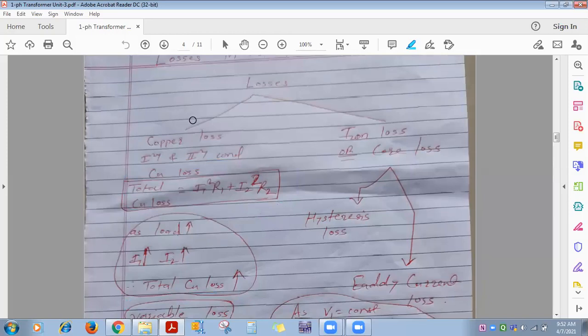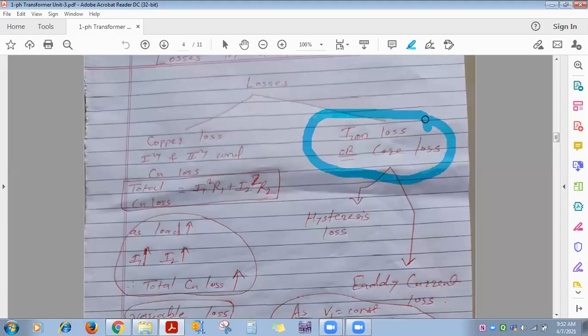And how you can minimize it? By using copper only, because if you use aluminum, then aluminum resistance is more. So how to minimize primary and secondary winding copper loss? By using copper. Don't go for aluminum. Okay. Then another loss. We have seen transformer that it has magnetic core also. Primary and secondary winding both are wound on common magnetic core. That magnetic core is made up of silicon steel.